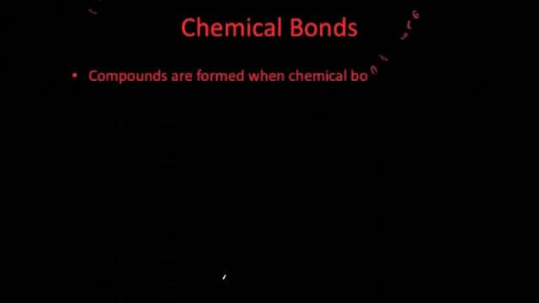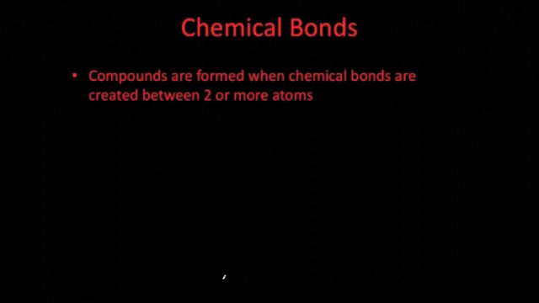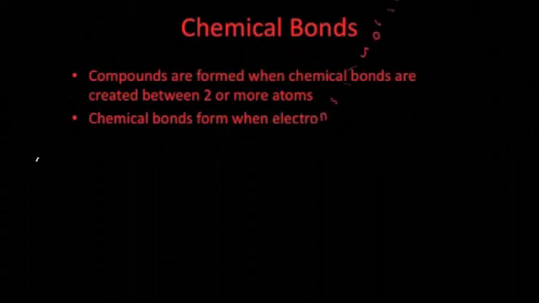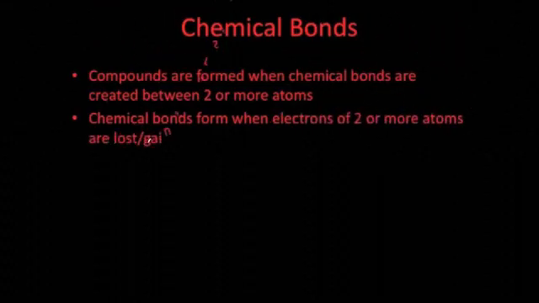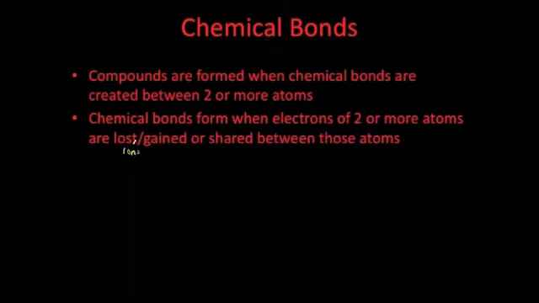Well, what is a chemical bond? Chemical bonds are when two or more atoms are either sharing electrons or they give or take electrons from one another. So compounds are formed when chemical bonds are created between two or more atoms. Chemical bonds form when electrons of two or more atoms are either lost or gained or shared between those atoms. When electrons are lost or gained, they form ions. When an atom loses or gains an electron, it forms an ion, and ionic compounds are formed. When they share electrons, they form covalent bonds, and covalent compounds are formed.